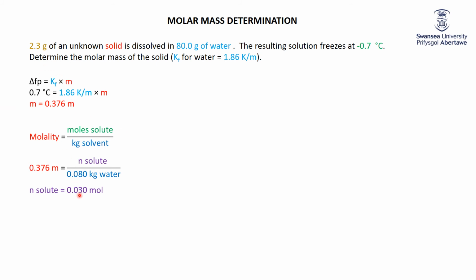Well, we know the mass, we know the moles, we can calculate the molar mass, which is simply the grams over the moles, the mass of a particular sample divided by the number of moles we have in it. We had 2.3 grams, 0.03 moles. Molar mass, 76.5 grams per mole.